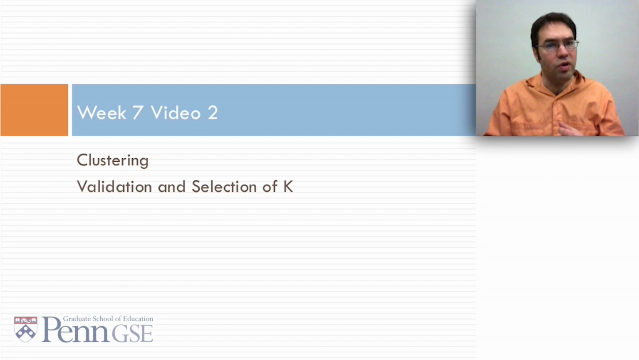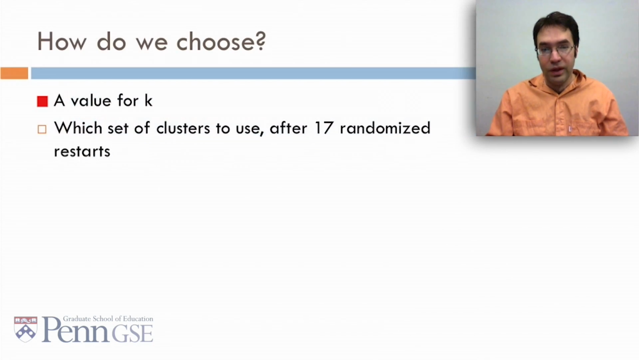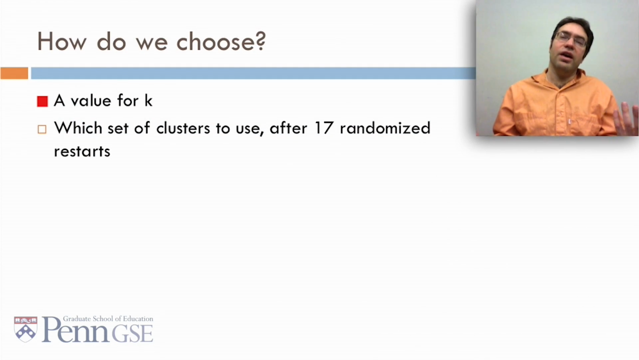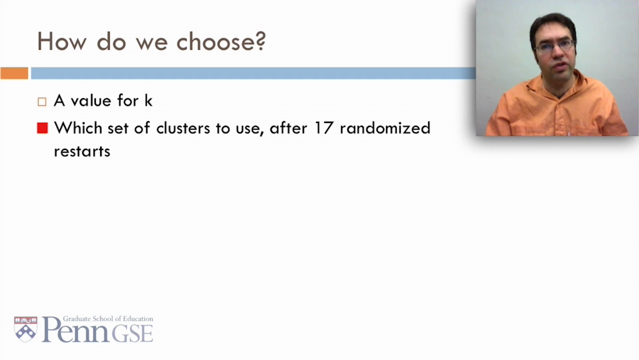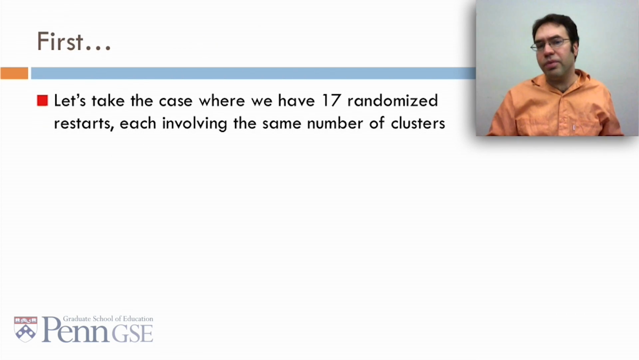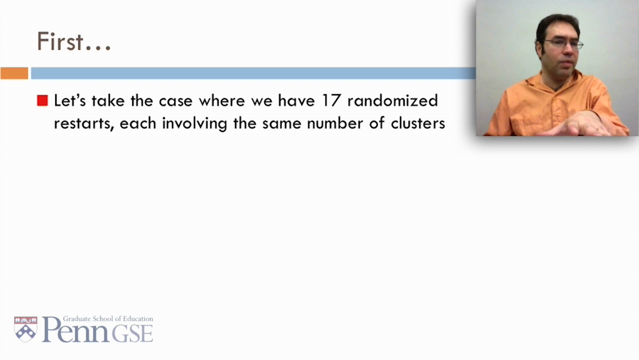Today we're going to continue our discussion of the k-means clustering algorithm by discussing how we validate a clustering scheme and choosing a selection of k. So how do we choose a value of k? And for that matter, how do we choose which set of clusters to use after we've done 17 randomized restarts? Let's start with the simpler case, where we have 17 randomized restarts.